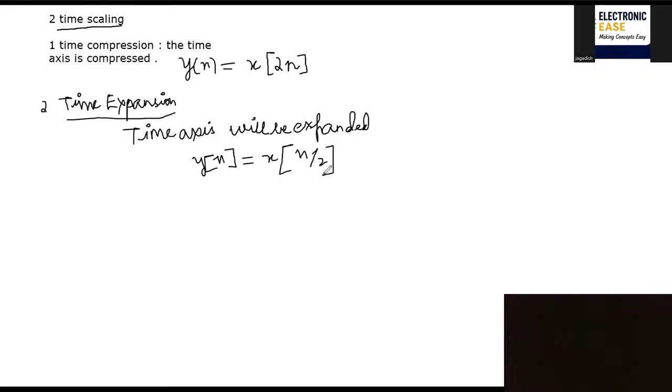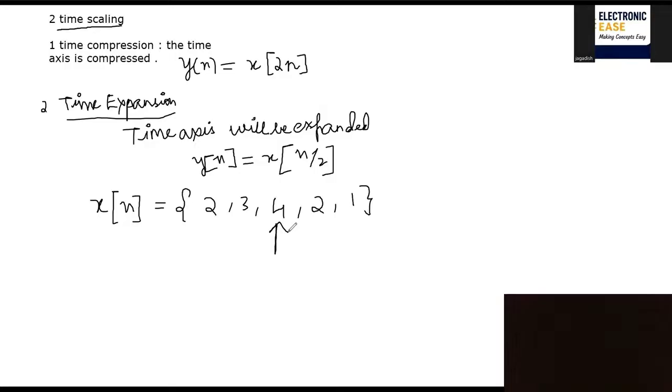You need to remember, in time scaling there are two types. What are those? Time compression and time expansion. In time compression, the formula is y of n is equal to x of 2n, and in time expansion, it is y of n is equal to x of n divided by 2. So now we will be solving the problem. The problem is x of n, that is 2, 3, 4, 2, 1, and the arrow mark is towards the 4.